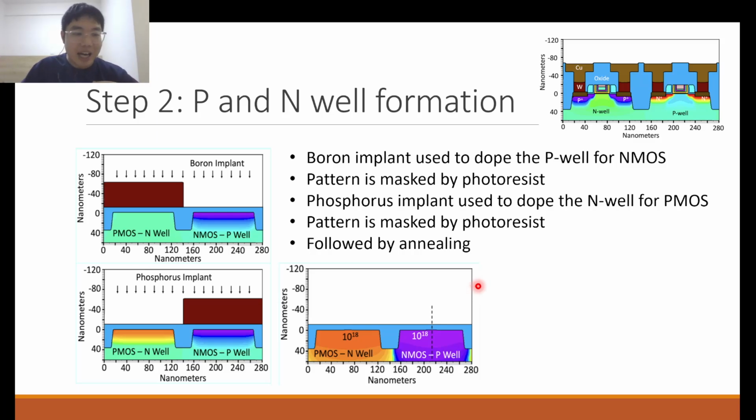of ions, these ions are high in energy, right? So they come in and they tend to cause damage to the silicon structure. So annealing helps to heal that damage. Annealing is normally heating up the wafer to a certain temperature, and that helps to heal the lattice structure.